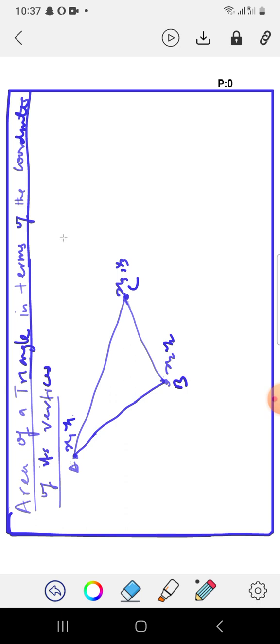Like I said, we know that the area of a triangle is half base times height. But in this case, what is the base? What is the height? We have no idea what they are. So how do we go about that? And that's what we are going to learn next.